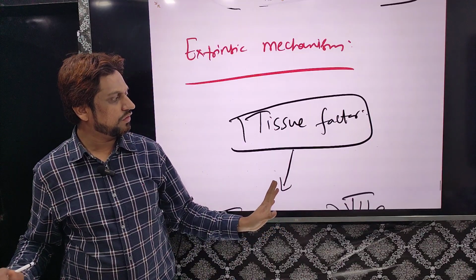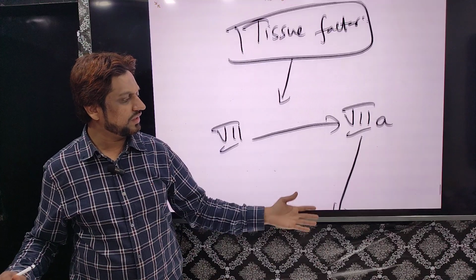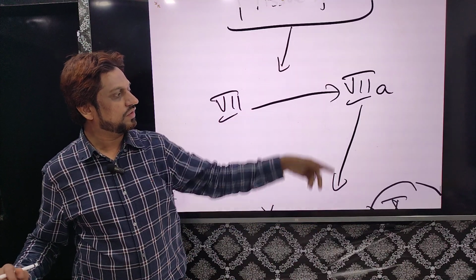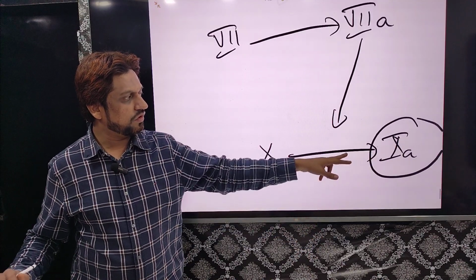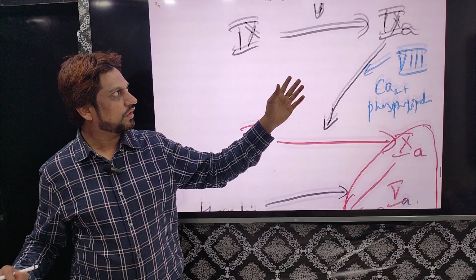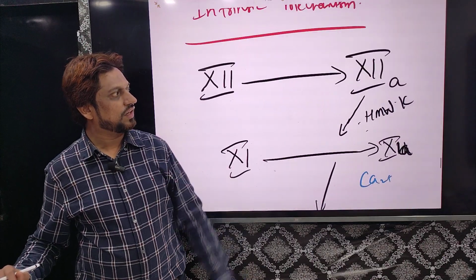You can see the extrinsic pathway is a bit small, only factor 7 and tissue factor 3 are involved till activation of factor 10. Whereas for the intrinsic pathway, such a big cascade is there.